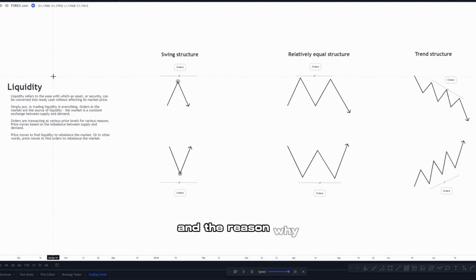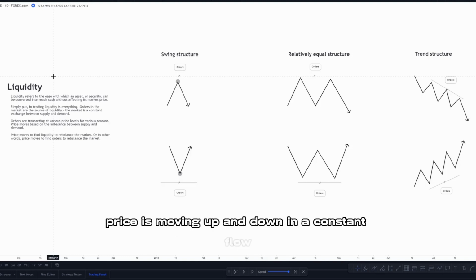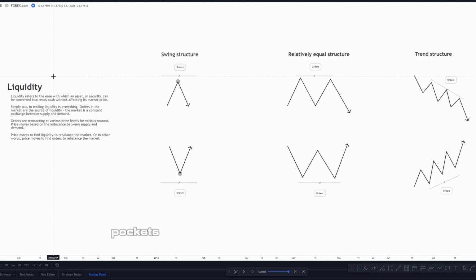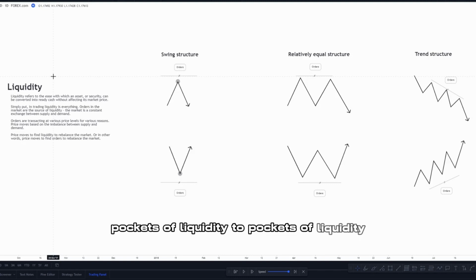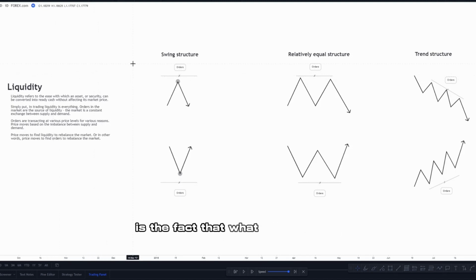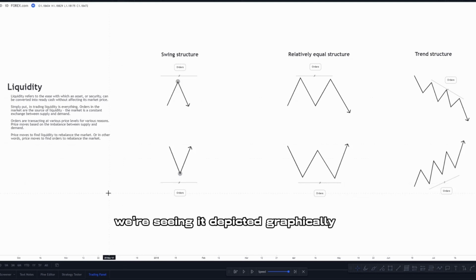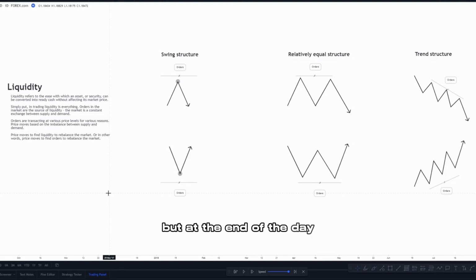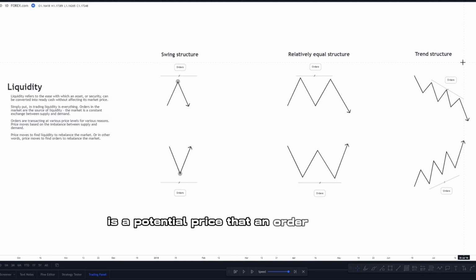And the reason why price is moving up and down in a constant flow is it's moving from pockets of liquidity to pockets of liquidity. And what we need to visualize on a chart in more of a conventional manner is the fact that what we're seeing is simply orders on a chart. We're seeing it depicted graphically via candles, but at the end of the day, every single price point that we see, every single pip, is a potential price that an order is sitting at.